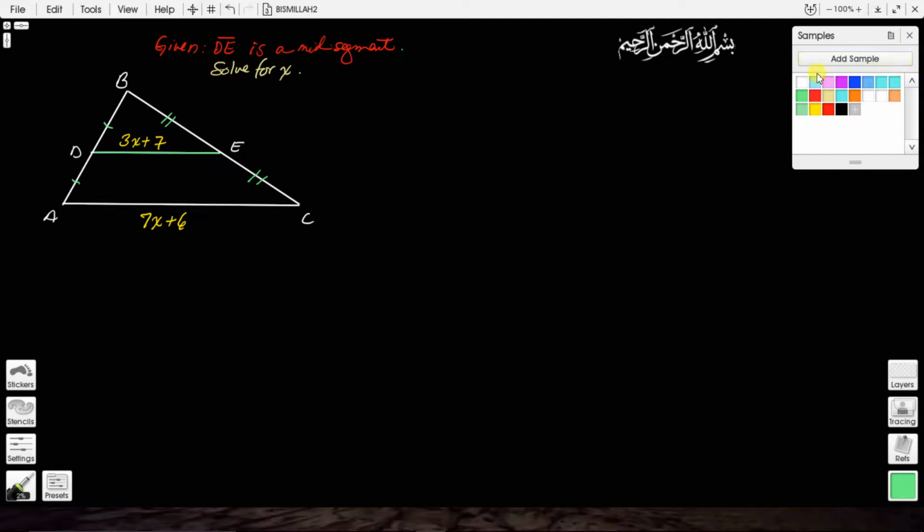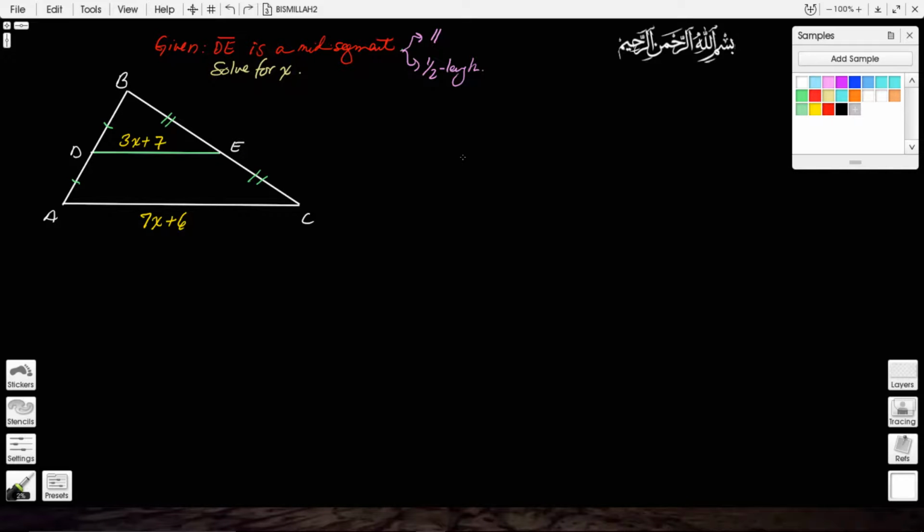Now, if you recall, we know two things about a mid-segment. First, that it is parallel to the third side, and second, it is half the length of the third side. Okay. Now here we're told that the side DE is 3x plus 7, and AC is 7x plus 6. Okay, so we're asked to solve for x.